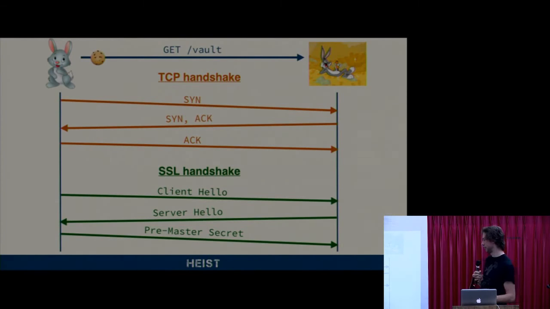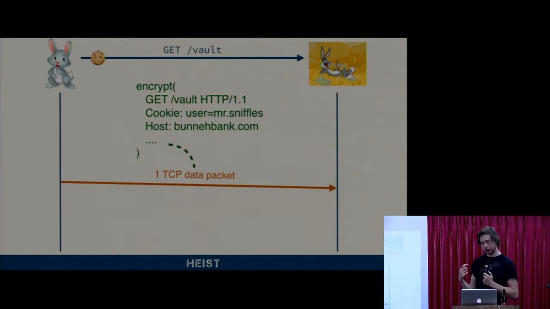Okay, so everyone said that they knew TCP, so this also doesn't really matter, but when you make a first connection with the bunny bank, Mr. Sniffles will need to do the TCP handshake and then the SSL or TLS handshake. And after that, it will send the GET request. So it will encrypt the GET request, with the URL and then the cookie, the host, and all that. And then it will use TCP to send it over to Bunnybank. And because the GET request is relatively small, it fits in a single TCP data packet usually.